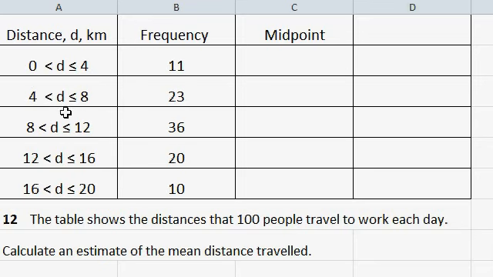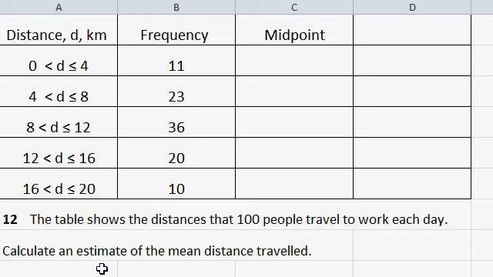4 is less than the distance they travel, which is less than or equal to 8. So this group here travel between 4 and 8, although if they travel exactly 4, then they're up here. This is less than or equal to 4, and this one will be greater than 4 but less than or equal to 8, and so on and so on.